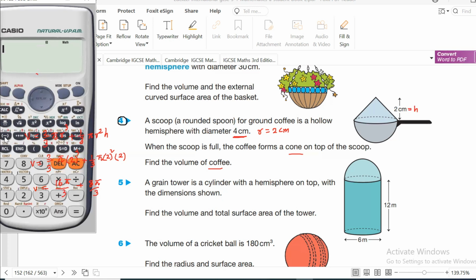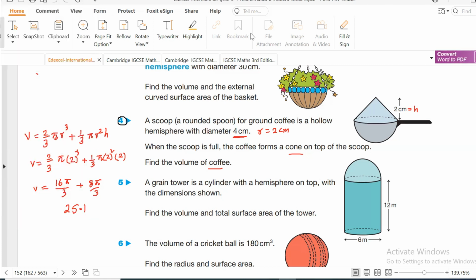After this, you can check in the calculator, because you have to multiply with pi as well. First we have 16 pi over 3, and second we have plus 8 pi over 3. That gives us 8 pi exactly, which is 25.1. Remember this one is in centimeter, so we will say centimeter cubed. That is our required volume. I hope it is clear.